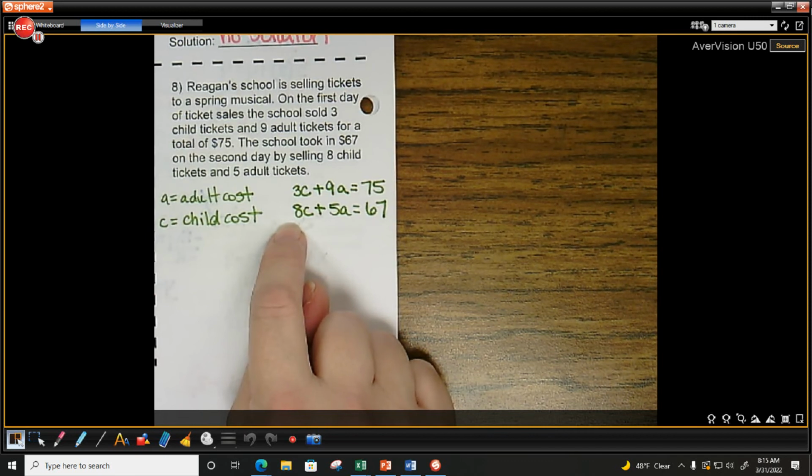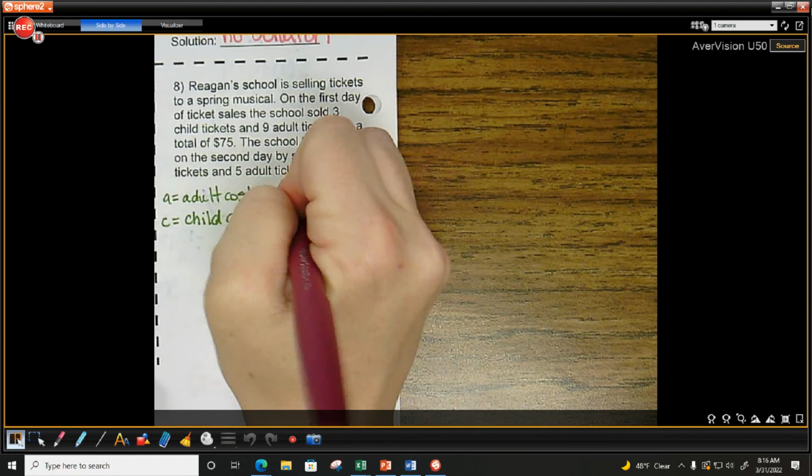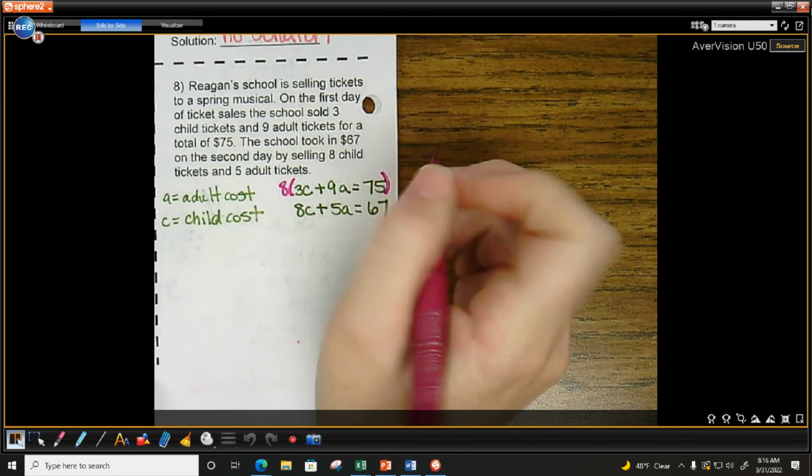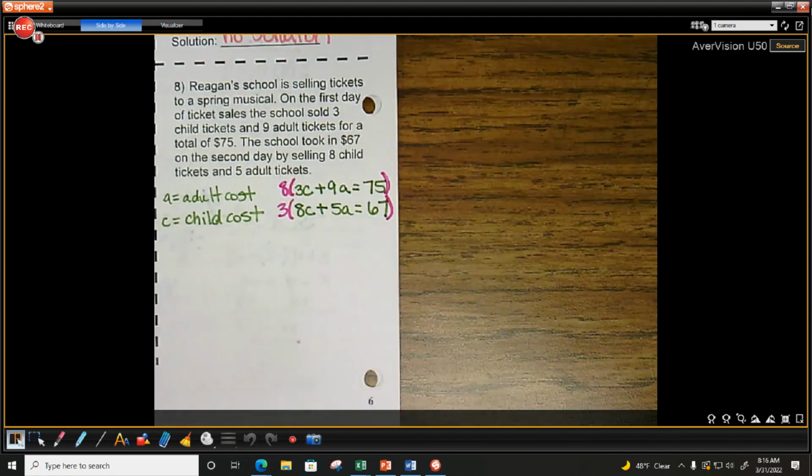What's your next multiple of 8? 24. Is 24 divisible by 3? Okay, so my goal is to make both of the coefficients 24. Okay? What do you multiply 3 by to make it a 24? 8. What do you multiply the 8 by to make it a 24? 3. Now, if I do that, both of them are going to be 24C, which is part good, but not fully good. Okay? What else do I need them to be?